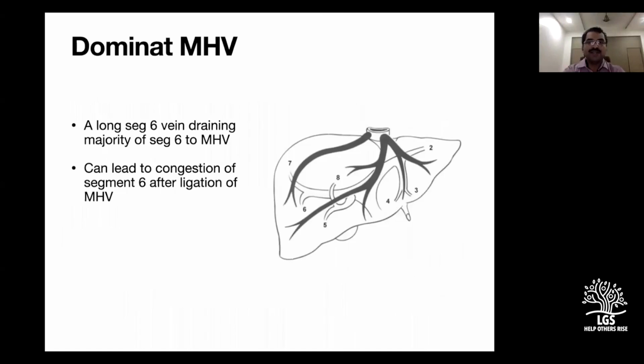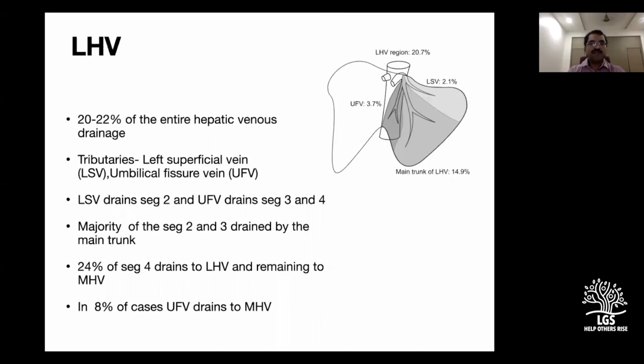And after surgery, if you excise or ligate the middle hepatic vein, segment 6 will go into congestion. The next is the left hepatic vein. Actually, the left hepatic vein drains only 20 to 22% of the entire liver parenchyma. The main tributaries are the left superficial vein and the umbilical fissure vein. The left superficial vein drains segment 2, and the umbilical fissure vein drains segments 3 and 4. The majority of segments 2 and 3 are drained by the main trunk.